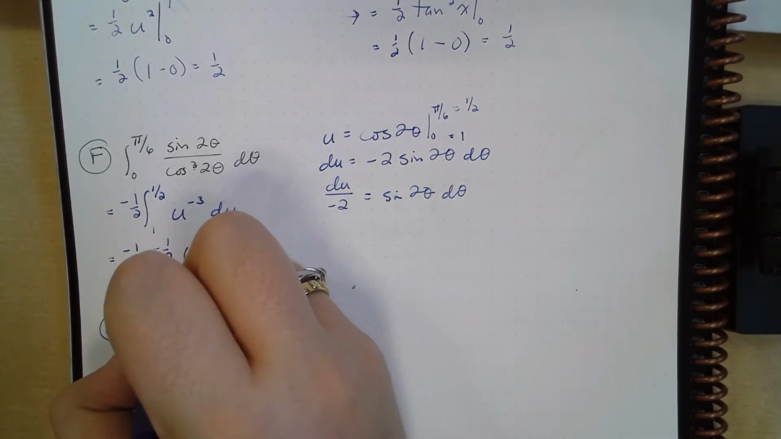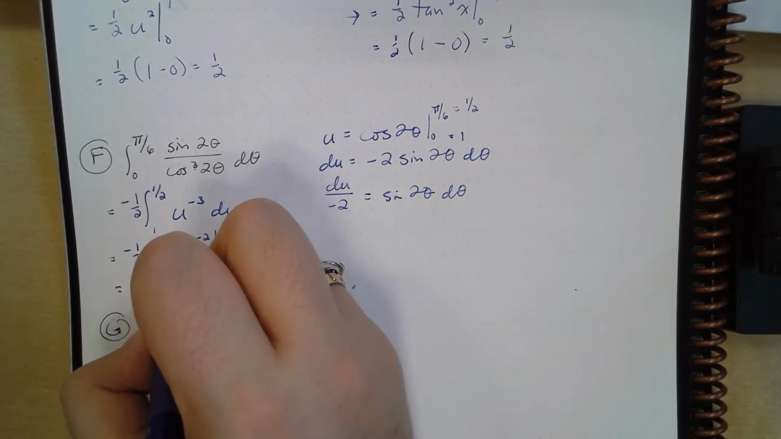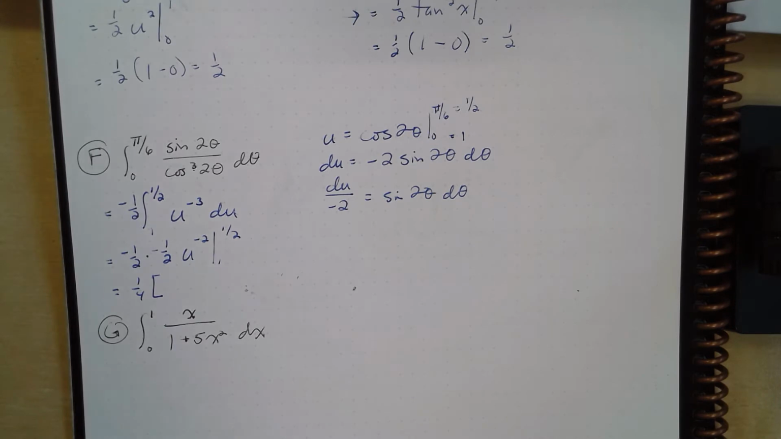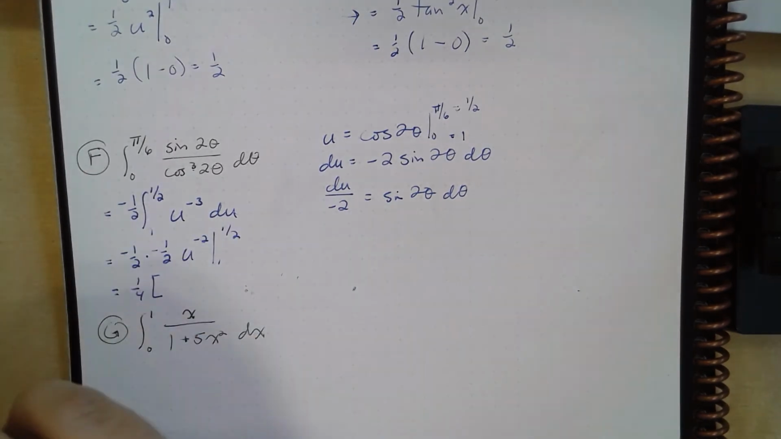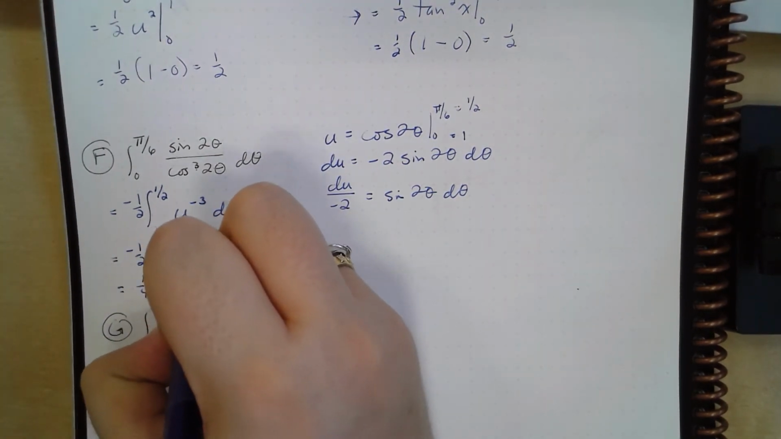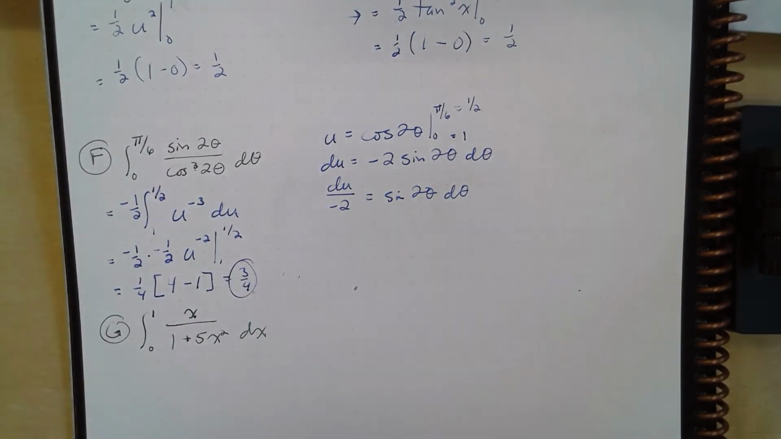So I've got 1/4 times, what do I have here? 1/2 to the negative 2. This is weird algebra. Okay, I've figured out what I was doing. So it's going to be 1 over 1/2 squared, which is 1 over 1/4, which just becomes 4, minus 1, which equals 3/4. So you can do that on your calculator, you'll see.